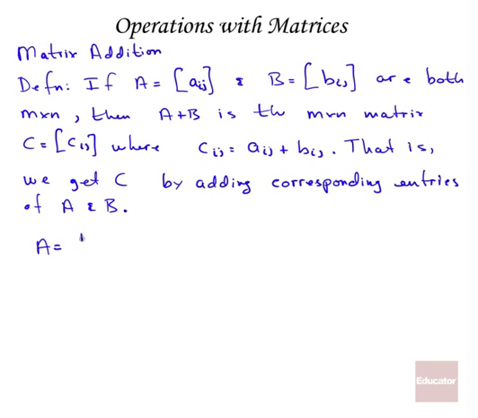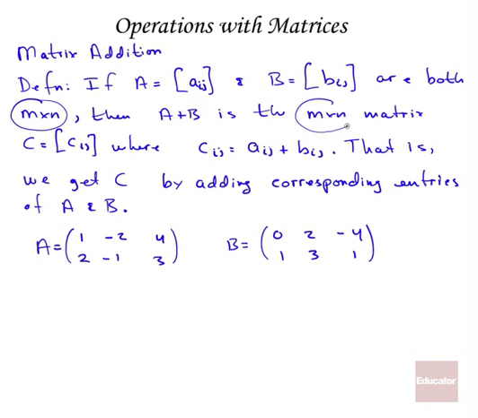A equals the matrix with rows 1, -2, 4 and 2, -1, 3. So this is a 2 by 3 matrix, and let's say B is also a 2 by 3 matrix, with rows 0, 2, -4 and 1, 3, 1. So notice in the definition, both A and B are m by n, and our final matrix is also m by n. They have to be the same in order for you to be able to add them.